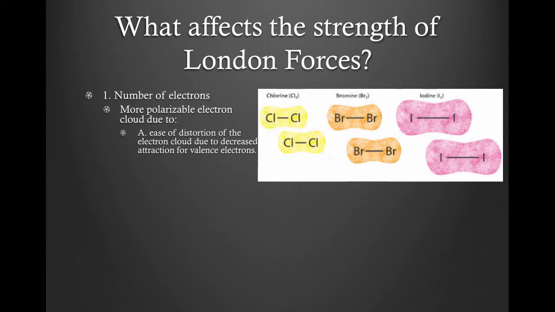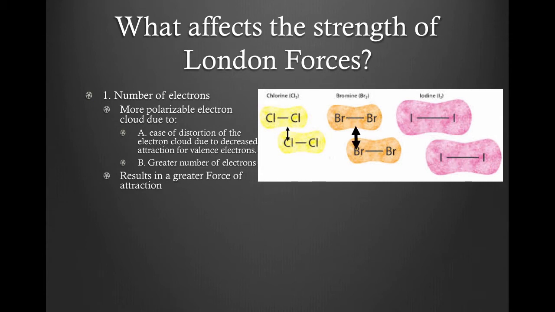And the reason is that the valence electrons are farther away from the nucleus, so there's less attraction, so I can more easily move those electrons to one side of the atom or the other. And then I simply have a greater number of electrons, so the magnitude of that temporary dipole will be greater. And so the intermolecular force between iodine molecules will be much stronger than this London force between chlorine atoms.